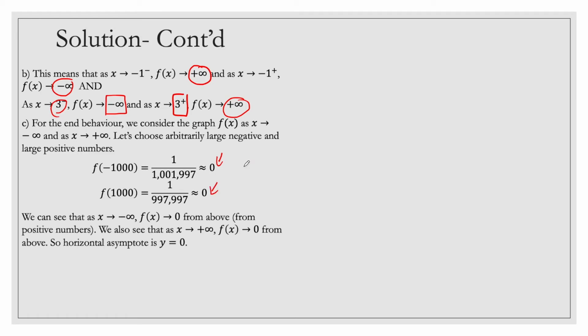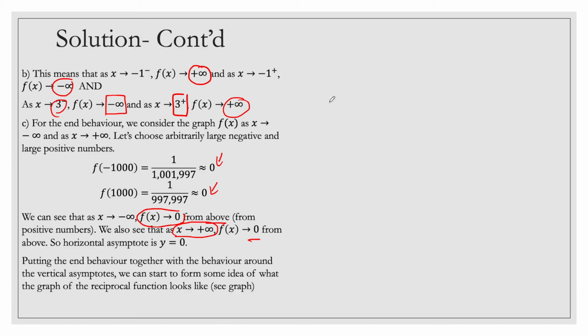So we can see here that in this case, as x goes towards negative infinity, the actual function itself will go towards 0, and it goes towards 0 from above, unlike the previous example. And we can also see that as x goes towards positive infinity, f at x still goes towards 0 from above. Putting the end behavior together with the behavior around the vertical asymptotes, we can start to form some idea of what the graph of the reciprocal function looks like.